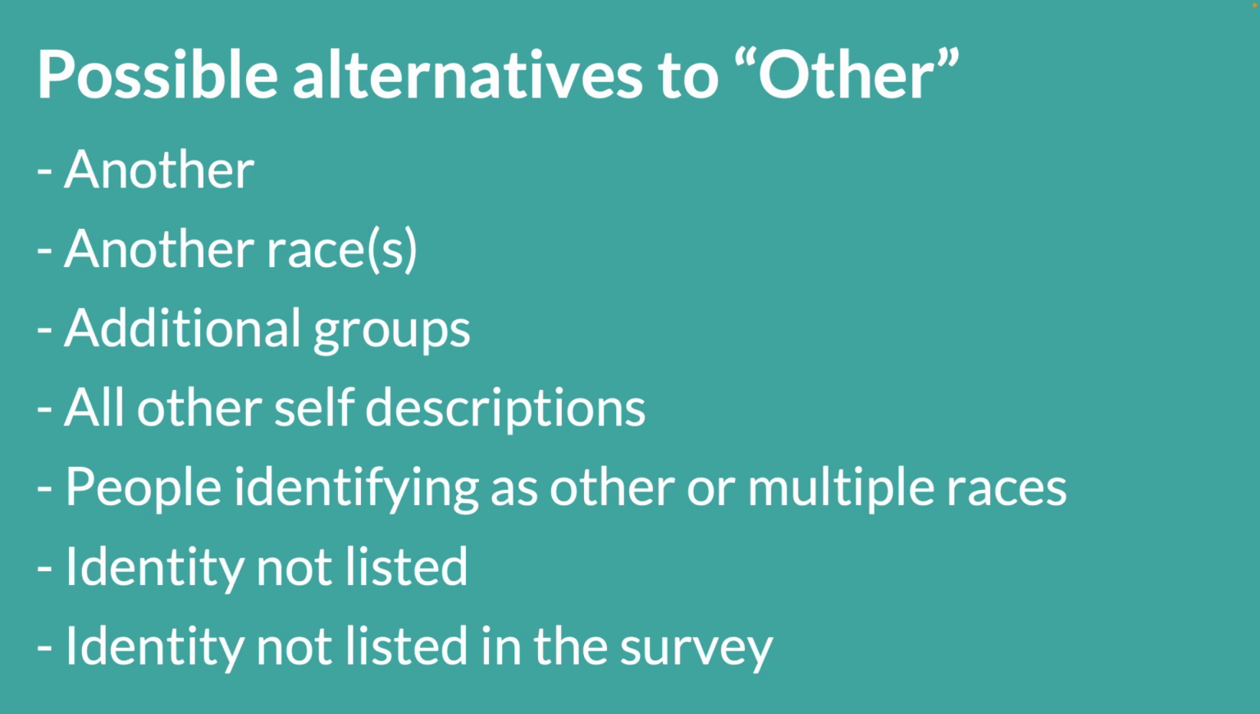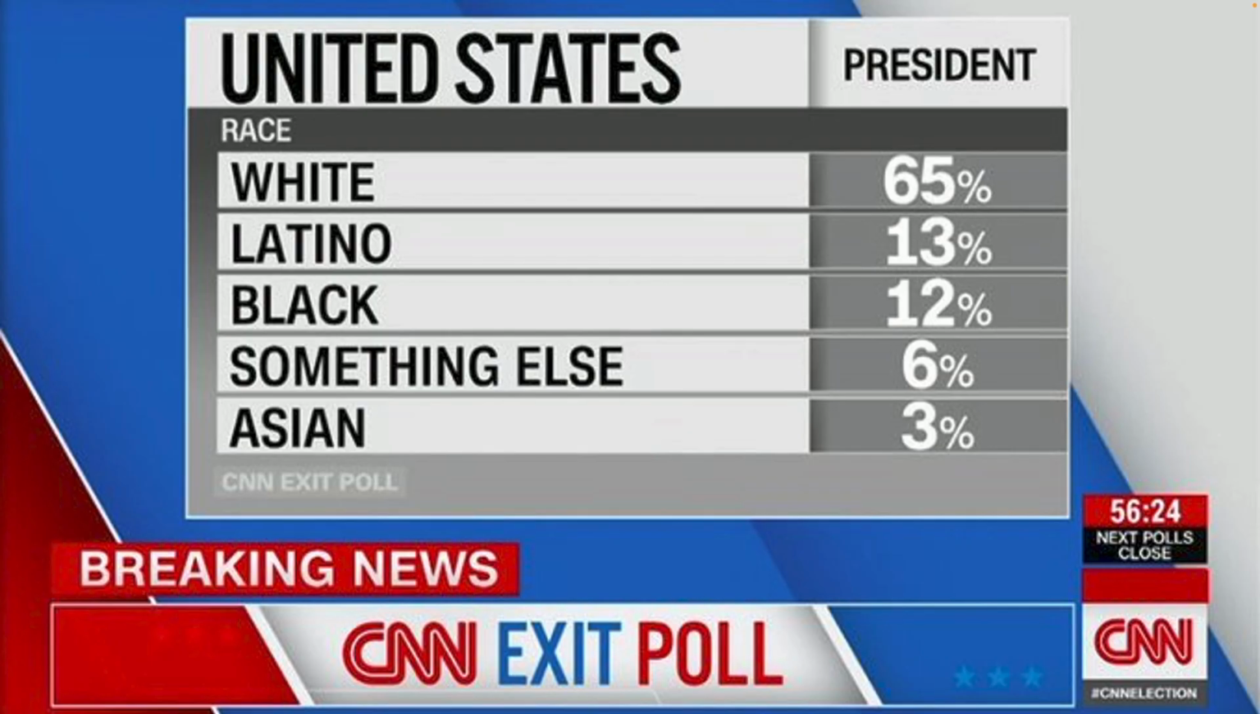I'm going to use one of these alternative phrases, but I'm going to make a note in the report, in the table, in the dashboard to say the American Community Survey uses the word other. I've chosen for purposes of this particular work to use the phrase identity not listed in the survey. Now, whether you agree or disagree with some of these alternative phrases, I think we can all agree that the phrase something else is not one that we would want to use to describe people.